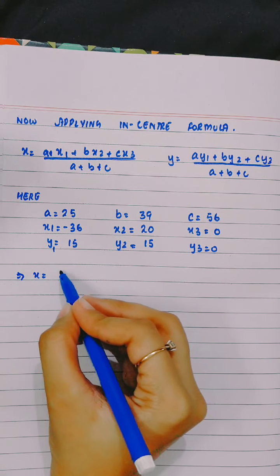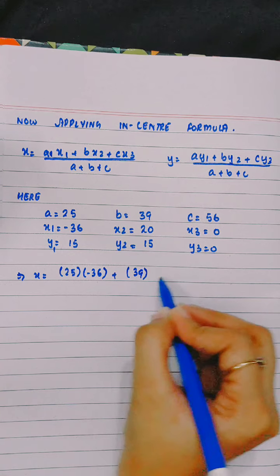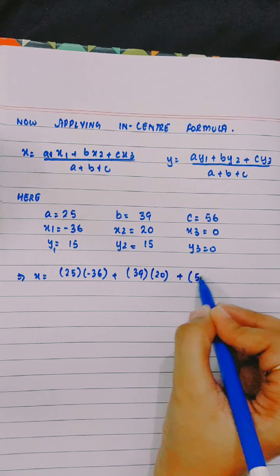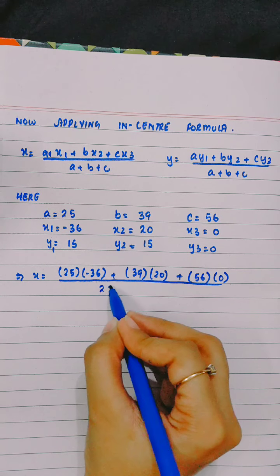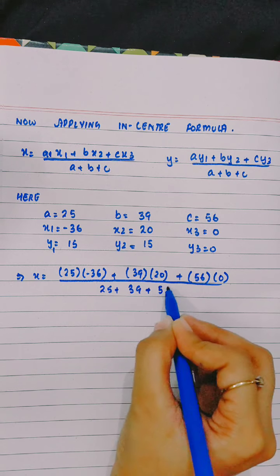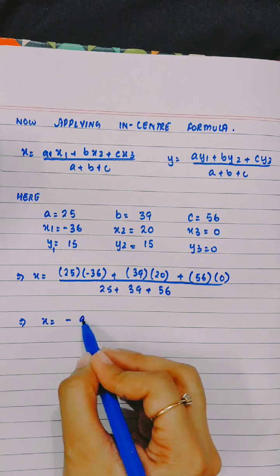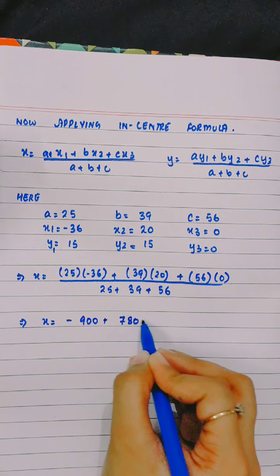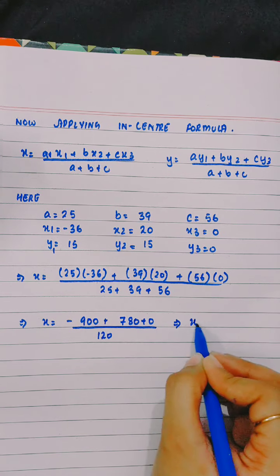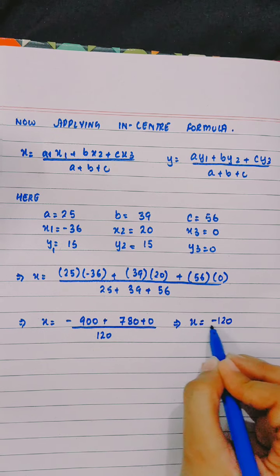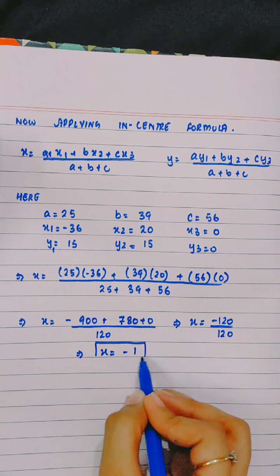X is equals to 25 into minus 36 plus 39 into 20 plus 56 into 0 divided by 25 plus 39 plus 56. X is equals to minus 900 plus 780 plus 0 divided by 120, and x is equals to minus 120 divided by 120. X is equals to minus 1.